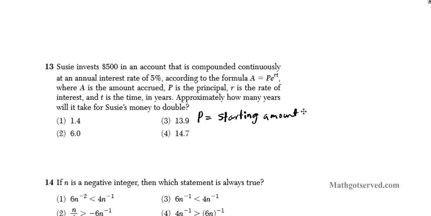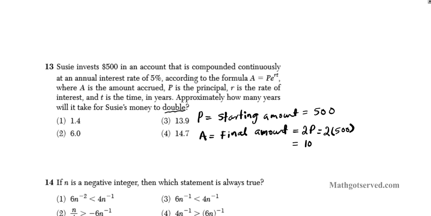In this case, it's 500. Okay, and then A is the accrued amount, which is a fancy word for final amount. How much did he have after the period under consideration? So what's the final amount? It talks about doubling here. So basically, you double P, right? If you start with 500 and you're looking for when it doubles, you're looking for when it's going to be twice what you had initially, which is going to be 1,000.